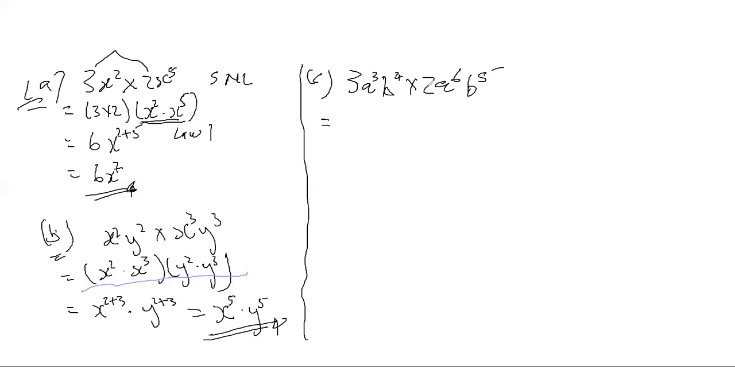So I just go for the numbers. Let me start my grouping. Numbers with numbers. Letters that look the same with the letters that look the same. So I've got a to the exponent 3 and a to the exponent 6. That's it. And then I've got b to the exponent 4 times b to the exponent 5. Then from here, you should understand that it is business as usual. And then you just have to do the multiplication.